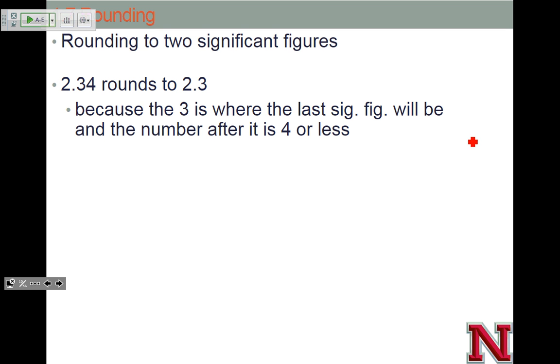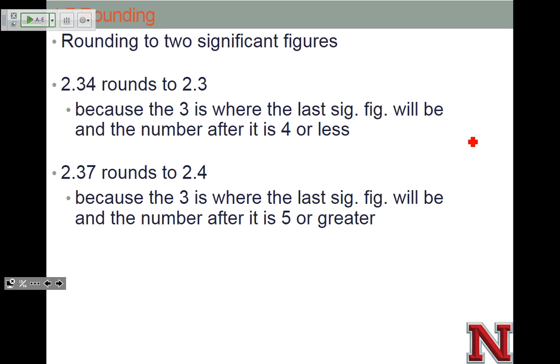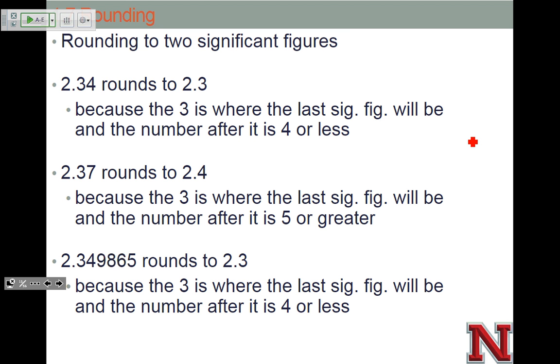So if we look at 2.34 and we're rounding it to 2 significant figures, that's going to be rounded to 2.3. If we're rounding to 2 significant figures, we're only looking at this 4. Don't try to round each number. Look at that 4. That 4 is under 5, so it's going to come out to 2.3. Now if we were rounding to 3 significant figures, that would come out to 2.35. So it depends on what amount we're supposed to be rounding to.